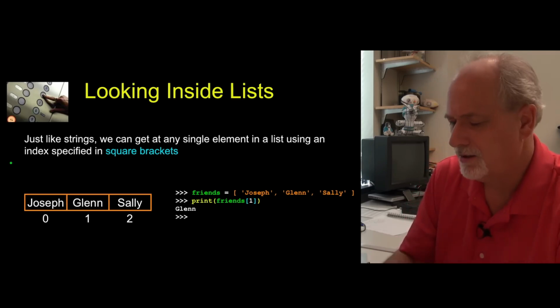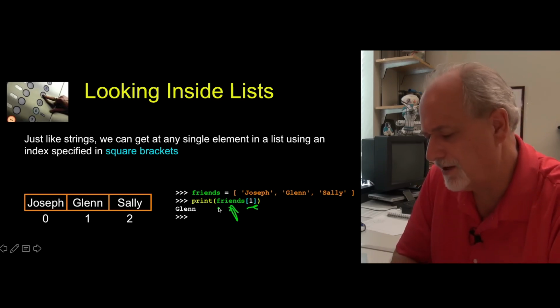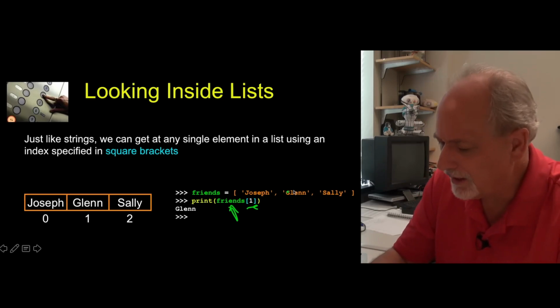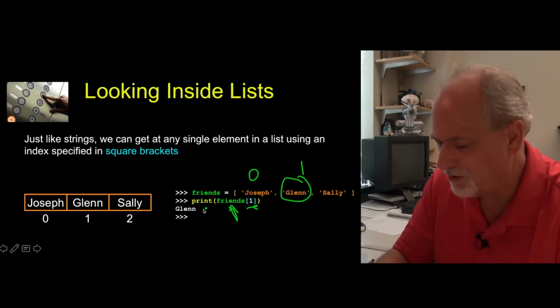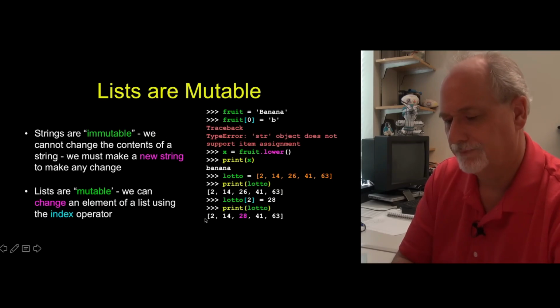So if we take a look and we say, oh, friend sub-1, that's how I read that, the little square brackets, when you take a variable here and you say friend sub-1. Remember, singular and plural don't matter. Friend sub-1 means Glenn, because this is the 0 and that's the 1, and then Sally's the sub-2, and so that's what prints Glenn out in this particular thing.